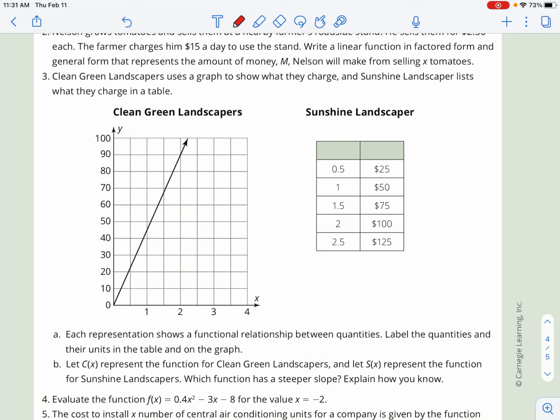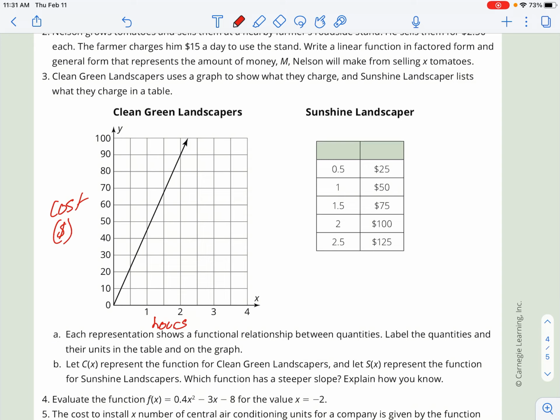So in this case, we're talking about charging for something. Just think about how the business works. This is going to represent our hours worked, and then this is going to represent our cost. And that cost is in terms of dollars, right? Assuming we're talking about the US here.